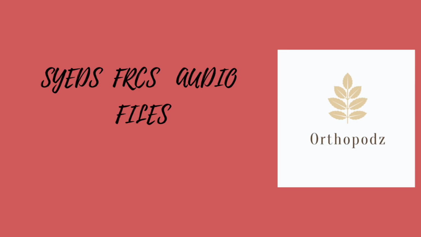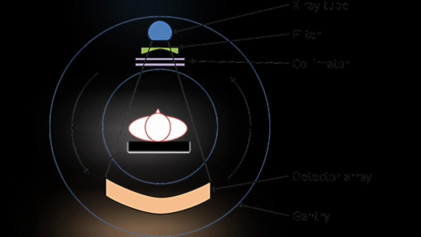CT scan, computerized tomography. It can be thought of as a complex form of X-ray, so it consists of high-frequency energy from the electromagnetic field. How it works: fan-shaped X-ray beams, collinear detectors, and attenuation coefficient.